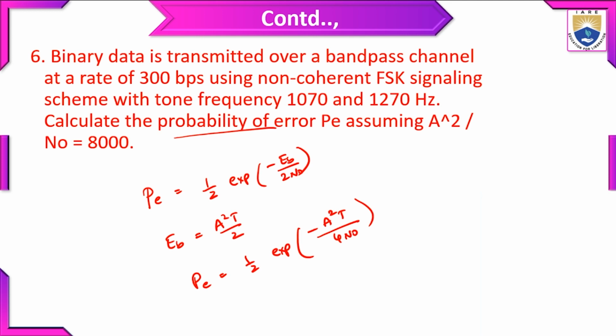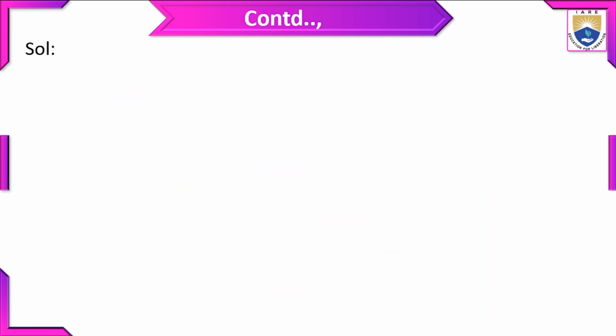And what is the data given? They given the data rate as 300 BPS. So from this we go to find the bit duration, that is T equal to 1 by RB, then it is equal to 1 by 300. Okay. So first you go to write the required formulas and the given data, then you go to solve the problem.